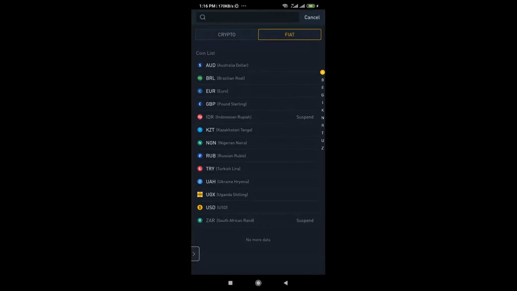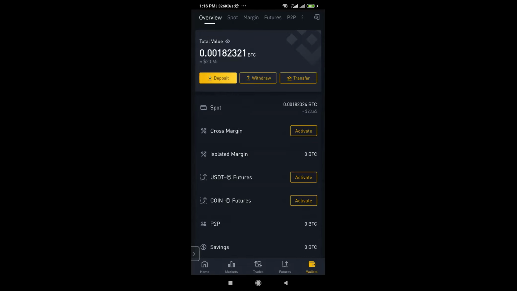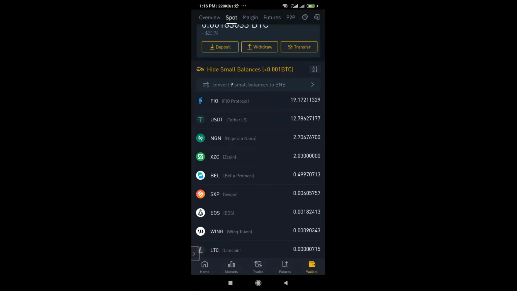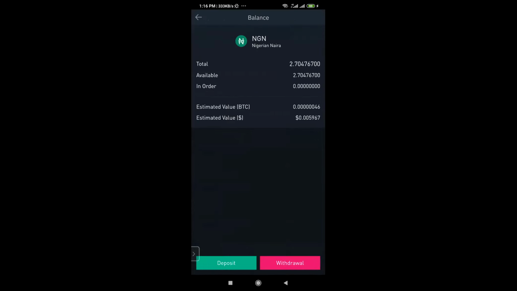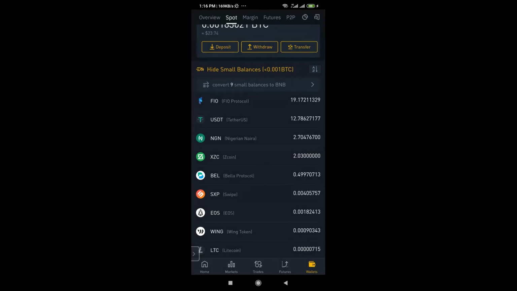Now let's say I did that and the money goes through. It's going to appear here. Come to spot. It's going to appear here. Right now I just have 2 naira. It's going to appear here. This is where it will appear. I'll see it. Now let's say I've deposited naira and I want to buy Bitcoin.